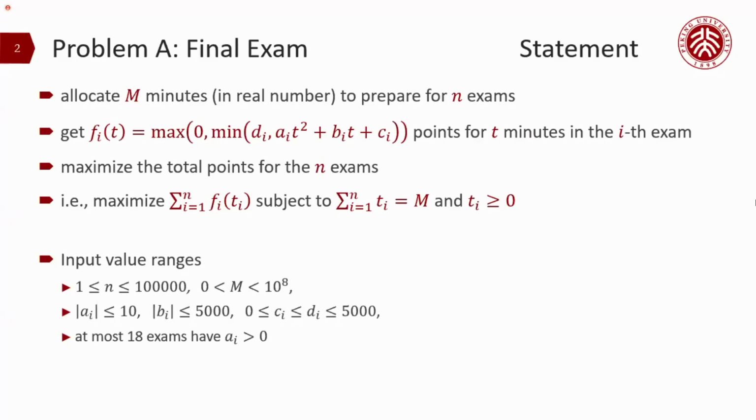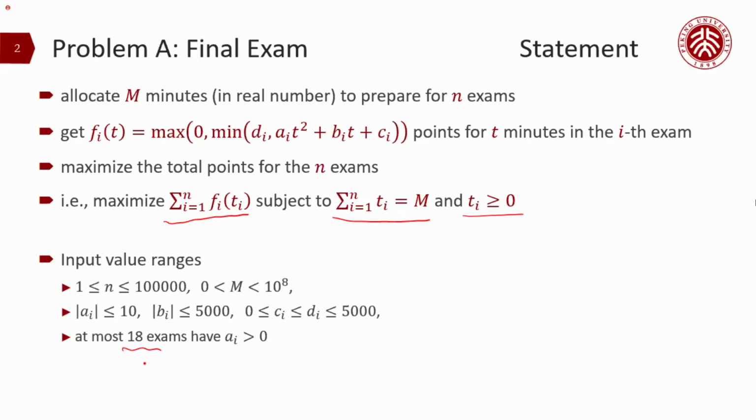So in this problem, we would like to allocate m minutes, where m is a real number, to prepare for n exams. And then we have an equation to evaluate the points we get when we allocate t minutes to the ith exam. We want to maximize the total points for the n exams, so we maximize the total sum of this function, subject to the total time allocated being m, and the time allocated being non-negative, and there's a range for this input setting.